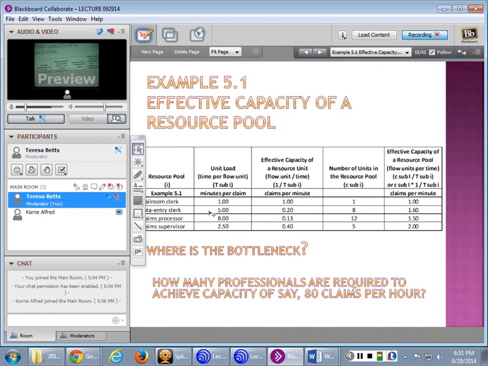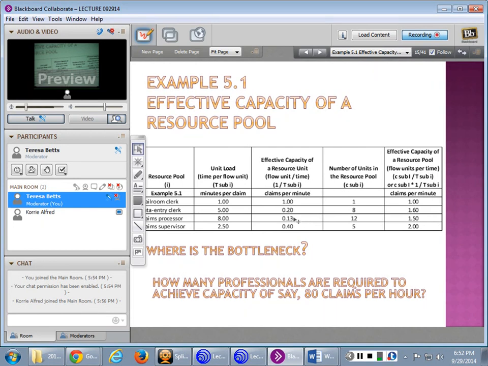0.26. So you have more than enough data entry clerks, right? Because you've got 5. Okay, and then 1.33 times 0.13. 0.17. So you've got plenty of claims processors. That's what you're doing, working your way back through that to figure out how many professionals you would need. In a business sense, we only need a third more of a mail clerk to be able to produce 80.